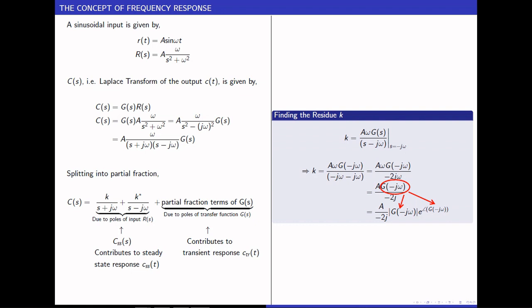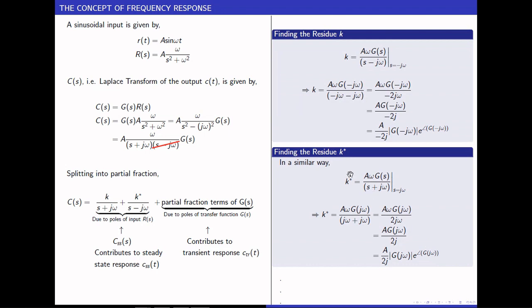In the same way, we can find out the residue k conjugate also. The only thing is, I have to take the entire function except s minus j omega, but I have to substitute s is equal to j omega there. And if I do the similar substitutions, this is what I will get. So I got k and k conjugate.